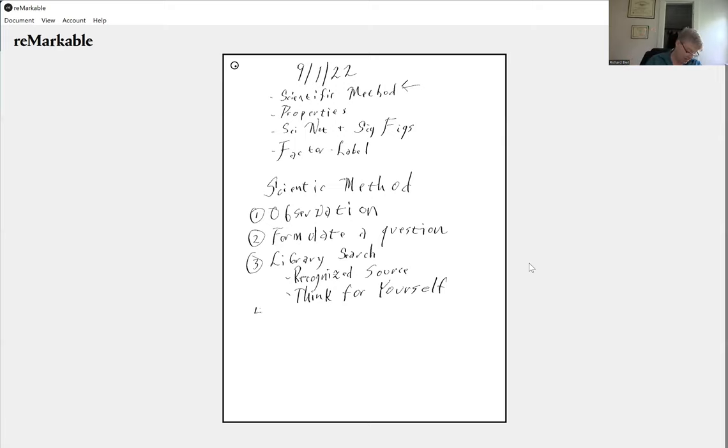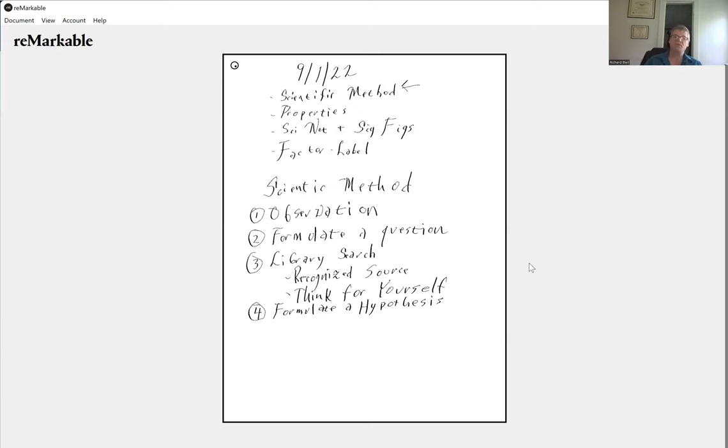If you cannot find something that answers your question exactly, the next step is to formulate a hypothesis. A hypothesis is just a guess. It's what you think you're going to find. It's what you think the truth might be.